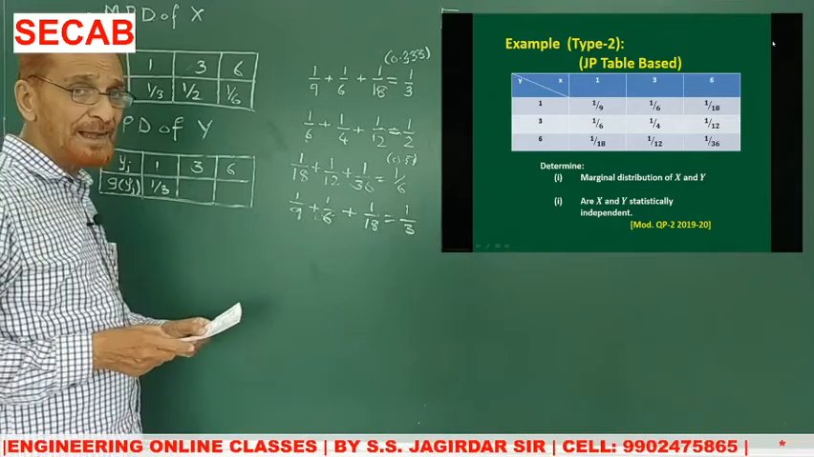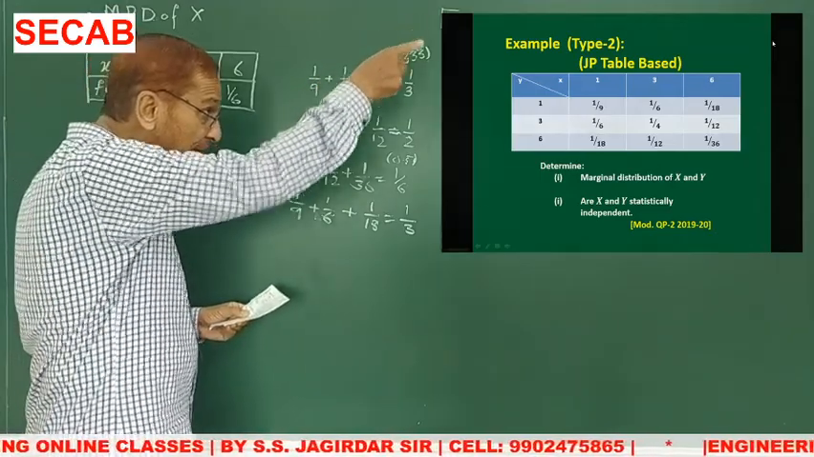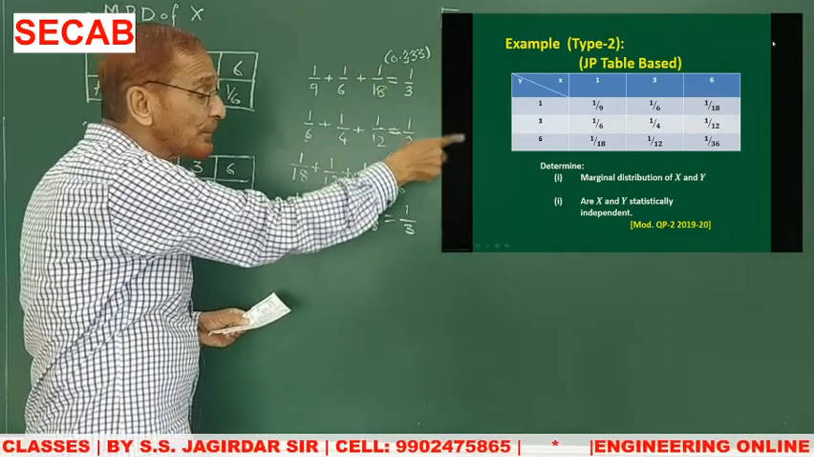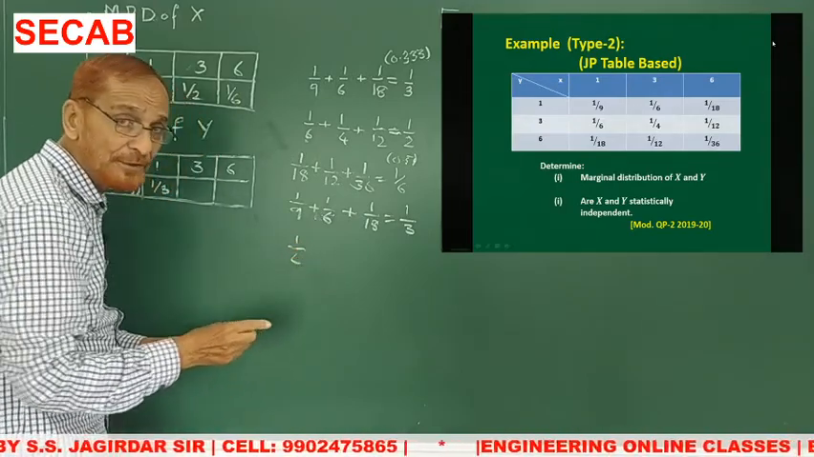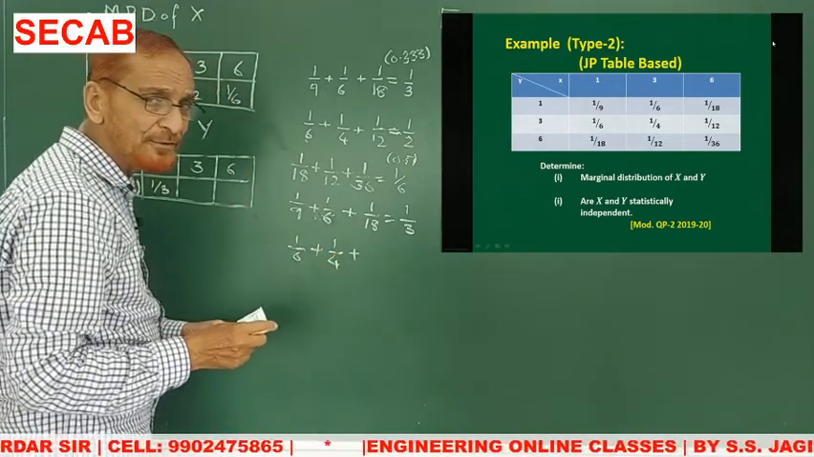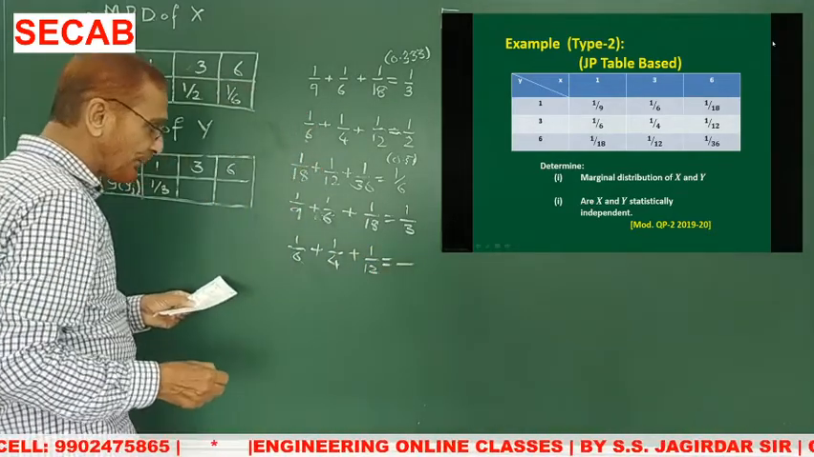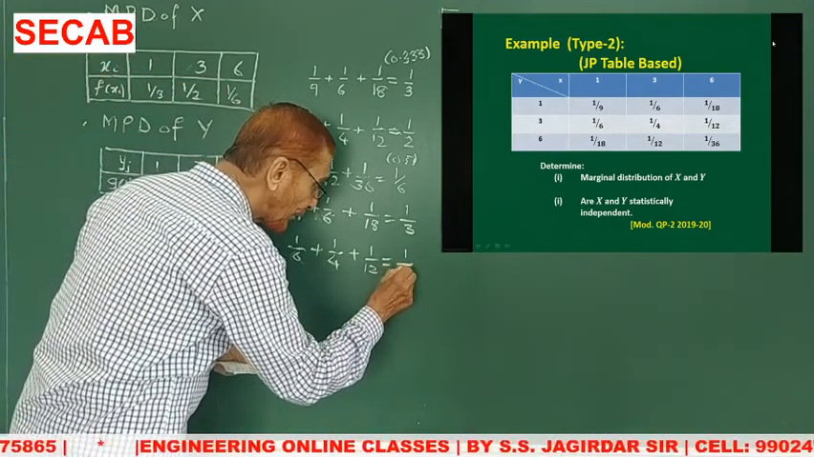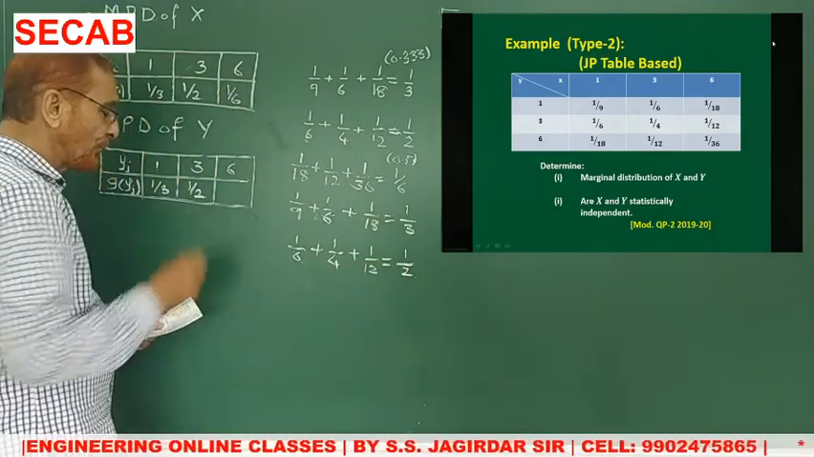Next, 3 against 3 column values. Please look at the column values listed under this 3. The first value is 1 upon 6, then 1 upon 4, and the last value is 1 upon 12. So 1 upon 6 plus 1 upon 4 plus 1 upon 12. When you add all of them, you will get the value as 1 upon 2. Therefore the probability for 3 is 1 upon 2.